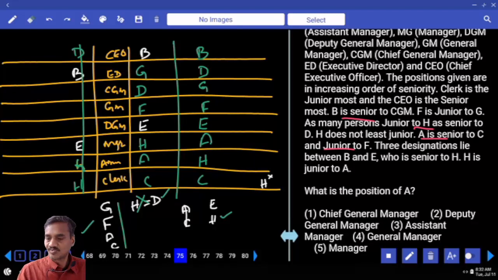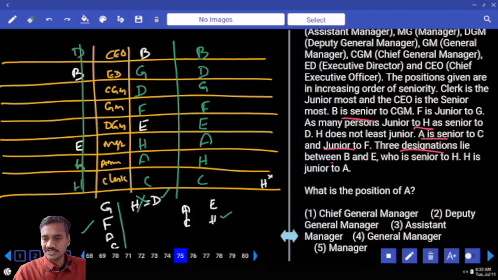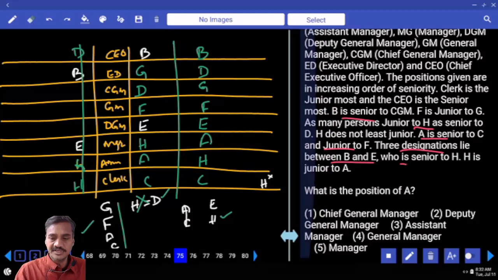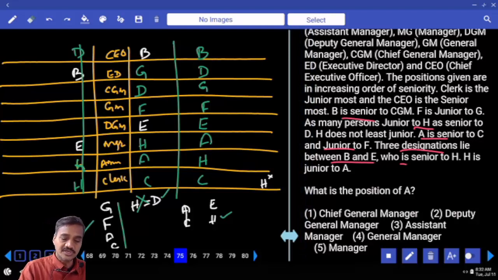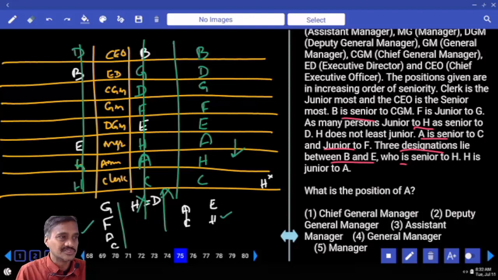Clear? And next one, 3 designations between B and E. E is senior to H. H is junior to A. In this case, if you observe here, H is junior to A or senior to A? Senior to A. Hence this case is ruled out. Now H is junior to A. This is the case. H is valid.